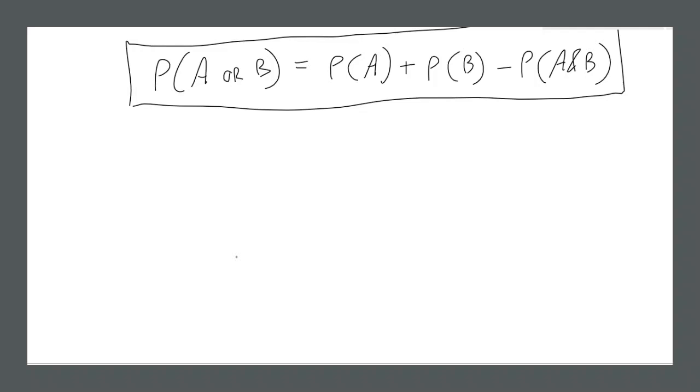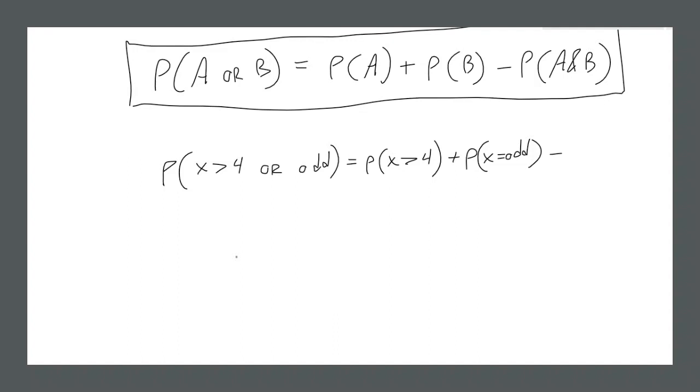So as an example, okay, let's say we want the probability that X is greater than 4 or odd. Okay, so that's going to be the probability that X is greater than 4 plus the probability that X is odd minus the overlap. Okay, X greater than 4 and odd. All right, well, what's the probability that X is greater than 4? Okay, if we're dealing with the numbers 1 to 6, well, there's only two numbers greater than 4, the 5 and the 6. That's going to be 2 out of 6. What's the probability that X is odd? Well, there's 3 odd numbers, 1, 3, and 5.